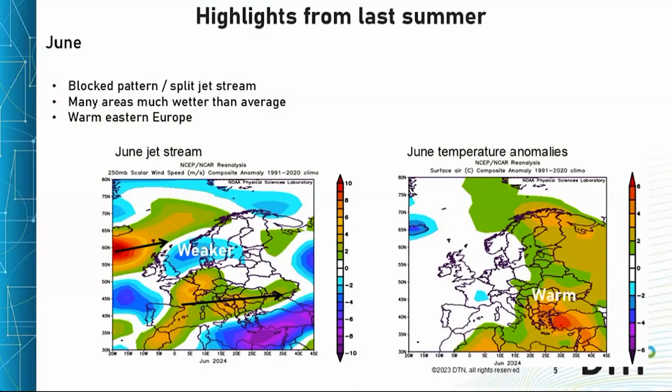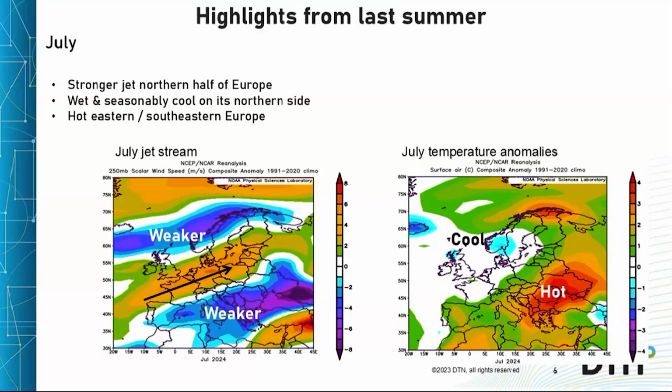And now this all resulted in warm flows at the surface across Eastern Europe, but temperatures closer to average, as you can see in the right-hand graphic, for most of Central and Western Europe. It also meant a lot of wet weather across much of the continent.